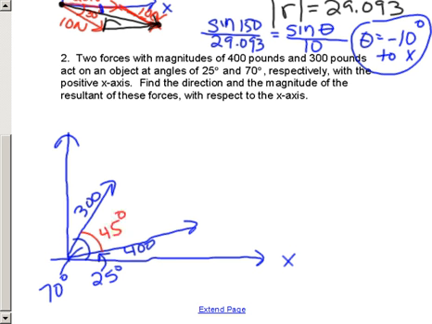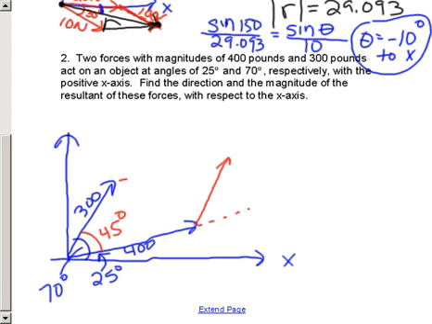So I'm just going to take, remember, I'm adding vectors. I'm adding vectors. So I'm going to take this vector and put it at the end of this vector at 45 degrees. So just like a parallelogram. Because it would be 45 degrees off of here, this imaginary line that keeps going.